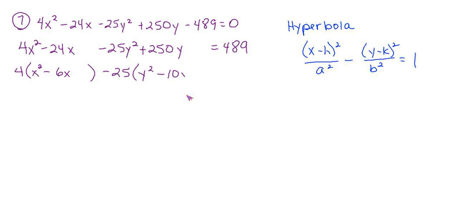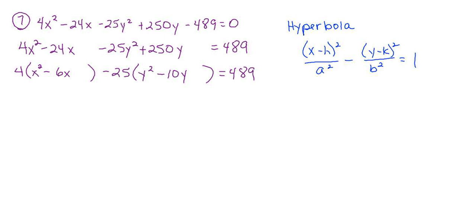You can check by distributing back. Negative 25 times y squared is negative 25y squared, and negative 25 times negative 10y gives me that positive 250y that I was needing right there. So again, I'm going to leave a space to complete the square, and I have 489 on the right.